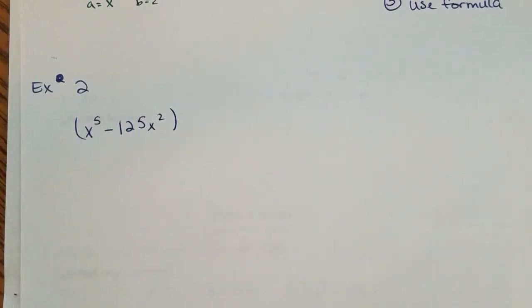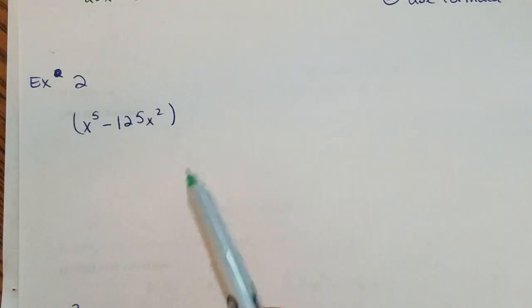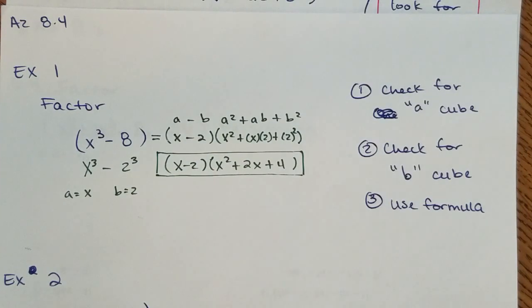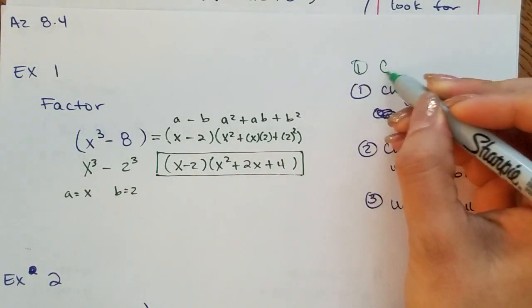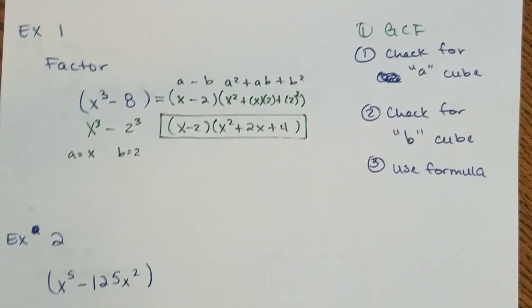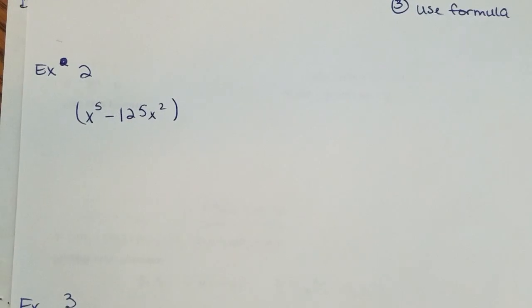I have another example here. X to the 5th minus 125x squared. Remember, your first step is always to check your GCF. So I wrote down the steps over here. I guess 1 should technically be your GCF, right? But write these down if you didn't already. So let's go through this example.